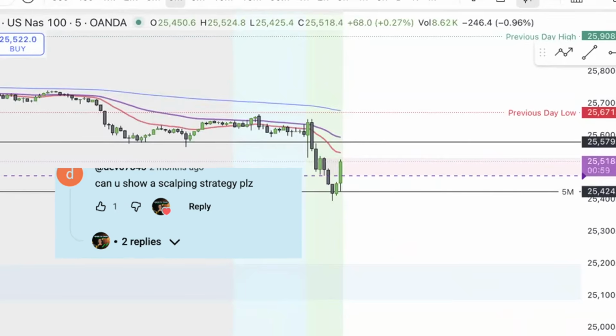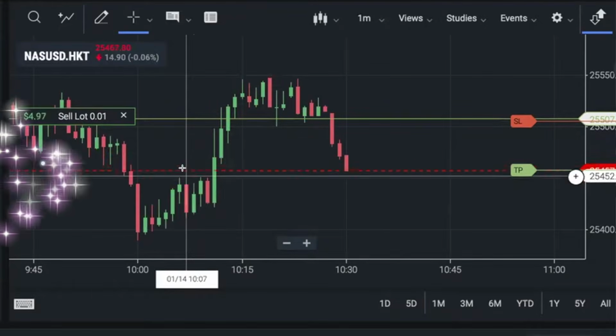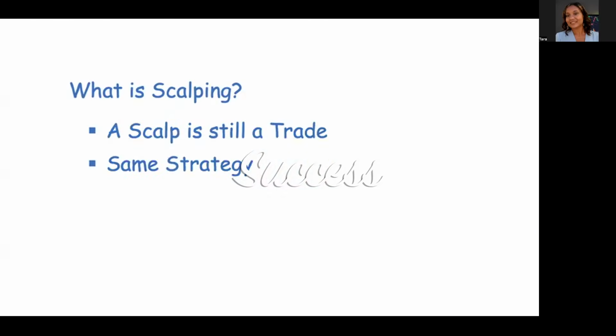Recently, we had a subscriber ask if I could show a scalping strategy, and that's what we're about to do now. I took a scalp today, and scalping is trading that focuses on profiting from just a small price change within a brief period.